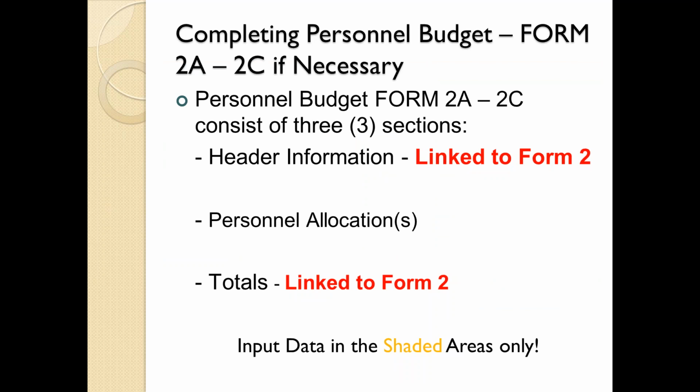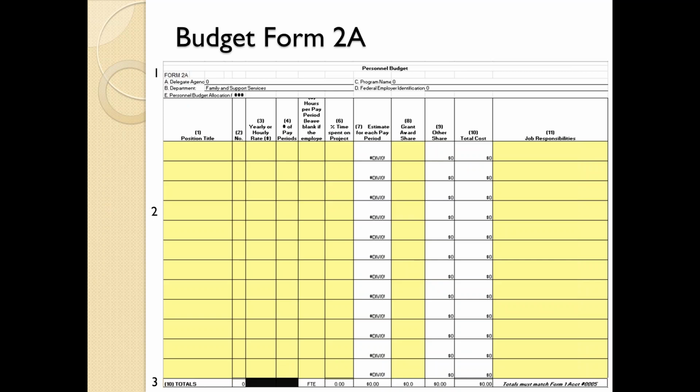So right now, this is all of the stuff that we just went over. All of the header information, all the forms, everything is linked. Remember the shaded areas and all that stuff. This is what the form looks like, the extension to Form 2. It's the exact same form, except it gives more lines.